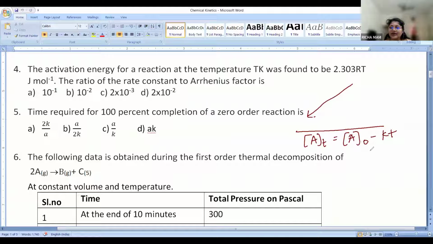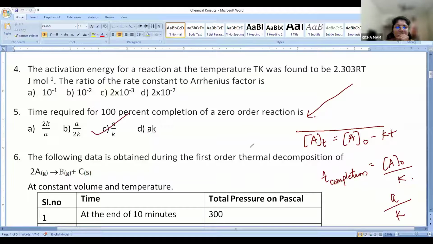The time required for the zero order reaction to complete: at time t, the concentration will be 0. So the time of completion will be A₀ by k, where A₀ is nothing but the initial concentration, which is given by A. So this is your answer, option number C.